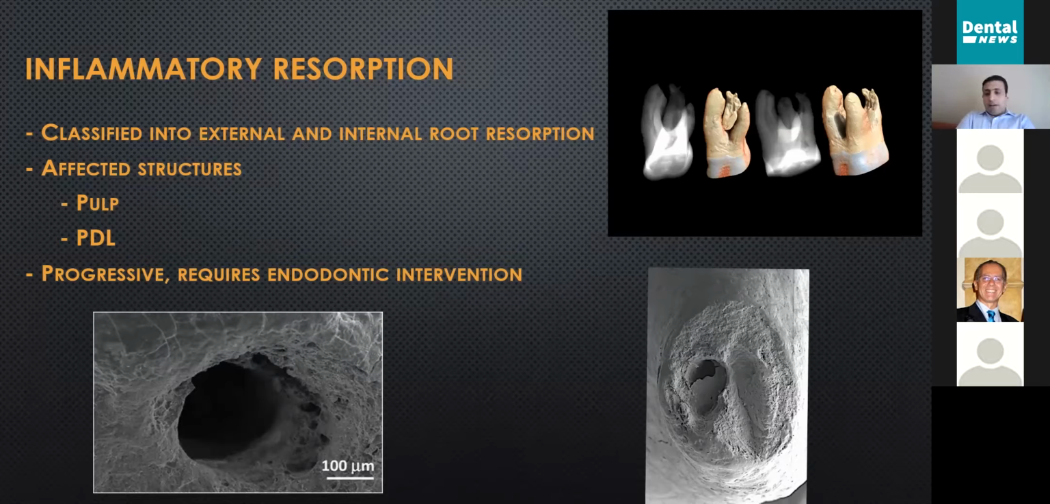With this classification, it's usually progressive and it requires endodontic intervention. So whenever you diagnose an inflammatory resorption, it will need you to start doing root canal treatment. And I would like to highlight what we can see here on these scans with these pictures, that especially with external root resorption, the clastic activity is not uniform.